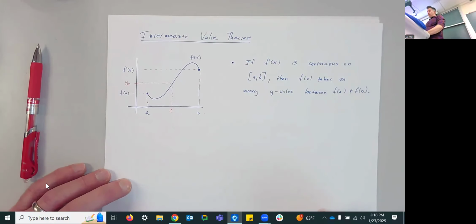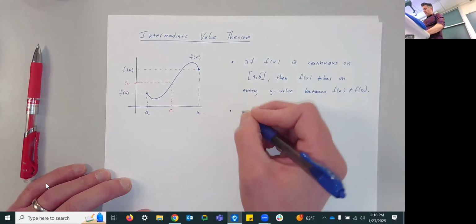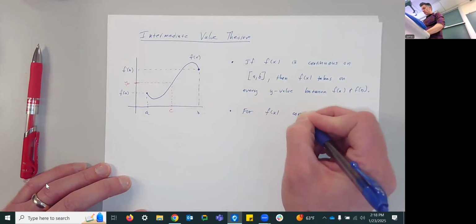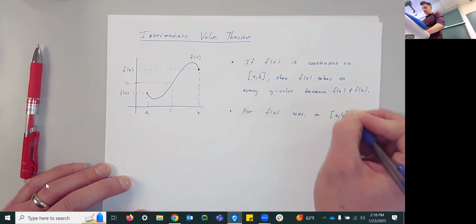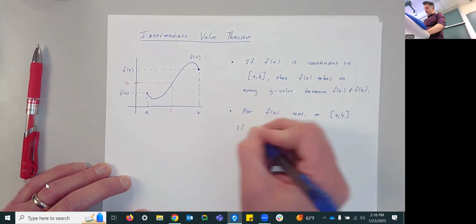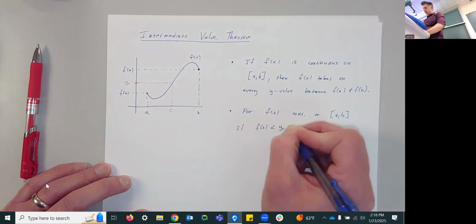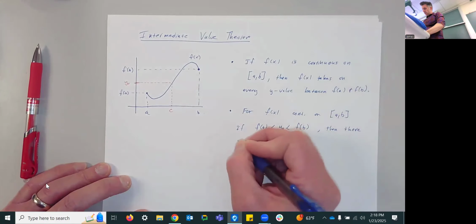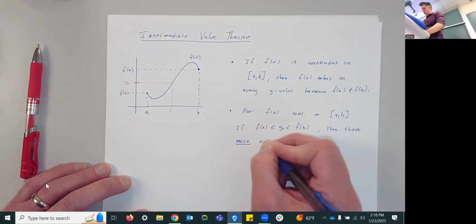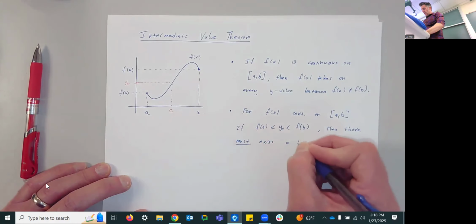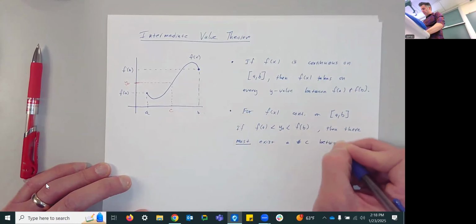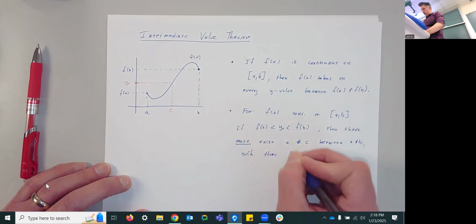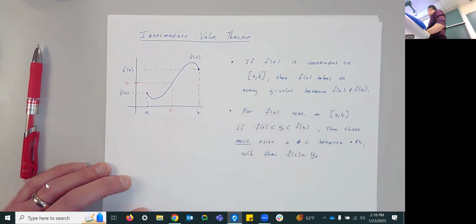The more mathematical way of writing this theorem is for f of x continuous on the interval from a to b, if f of a is less than y naught is less than f of b, then there must exist a number c between a and b such that f of c is equal to y naught, which again is what the picture is showing.